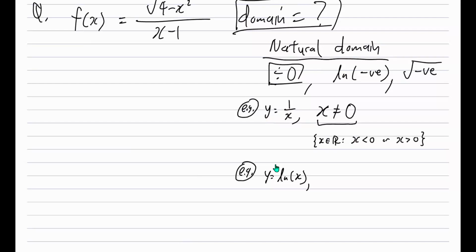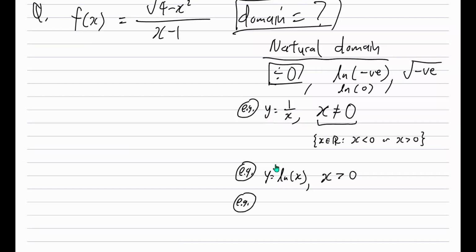ln 0 equals, what do you get? I get undefined. You get math error. So that means not only negative is not allowed, 0 is also not allowed. Therefore, x must always be more than 0. Naturally, you have this domain, x must be more than 0.